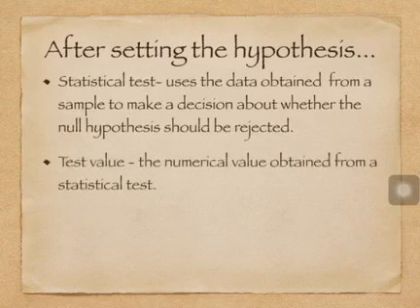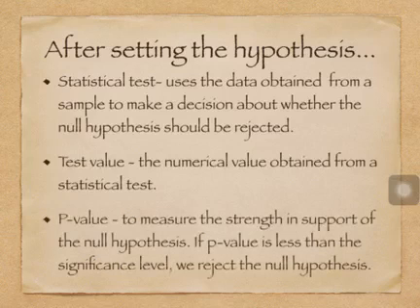Next, we also have a numerical value that we obtain from a statistical test, and we call that the test value. Now, speaking about statistical tests, the t-test and ANOVA, which are found in your data analysis or treatment of the data, are examples of statistical testing, which we will discuss in a separate video or presentation.